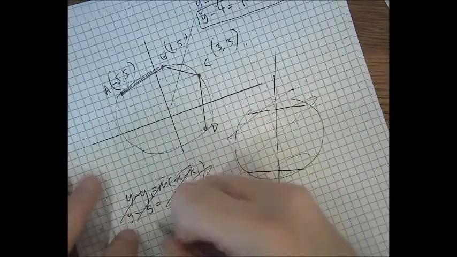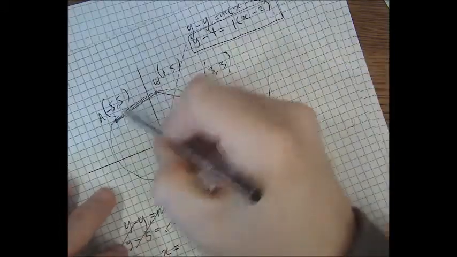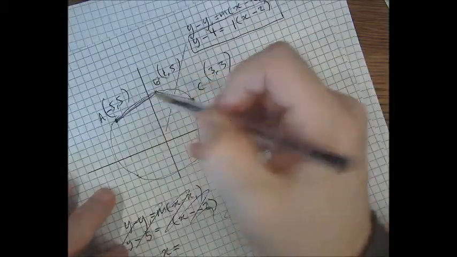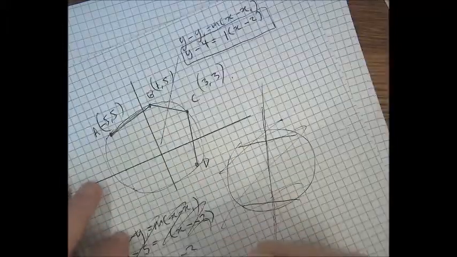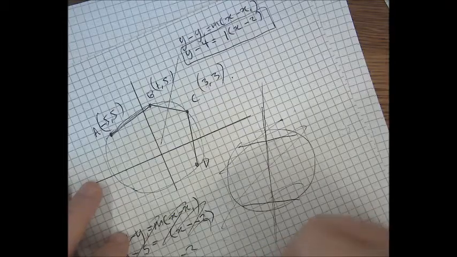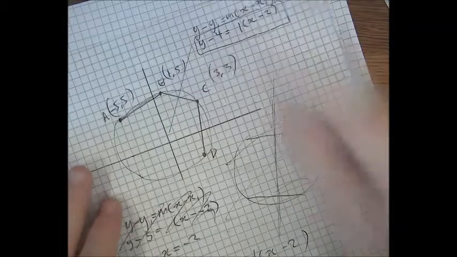Vertical lines always have equations x equals something. X equals what? Just halfway between. So x equals, add them up, divide by 2, x equals -2. So I'm going to solve y minus 4 equals 1(x minus 2) and x equals -2 simultaneously.